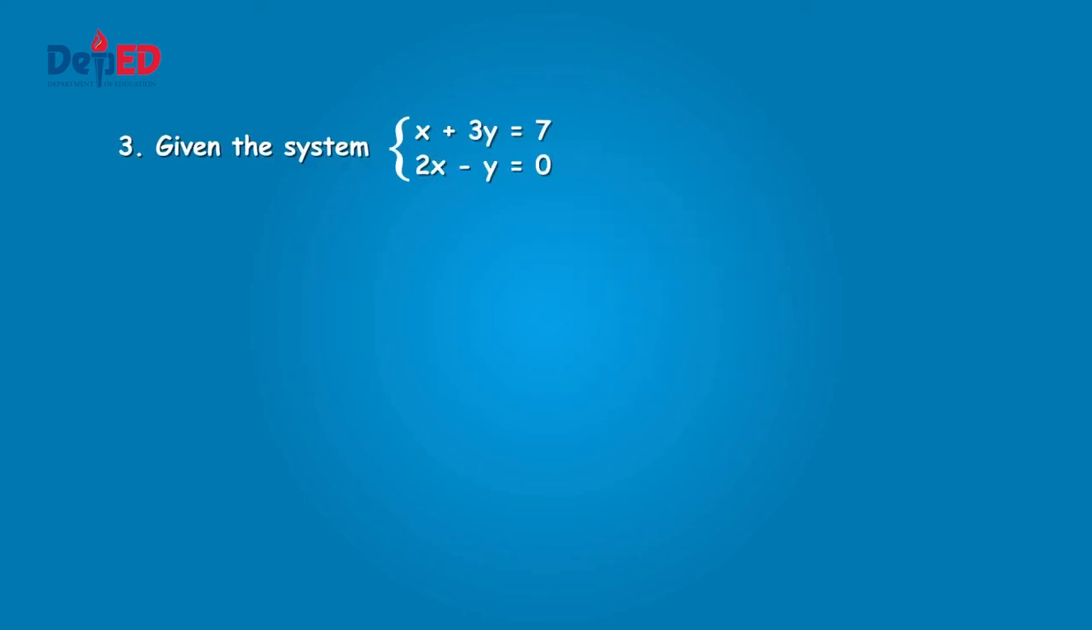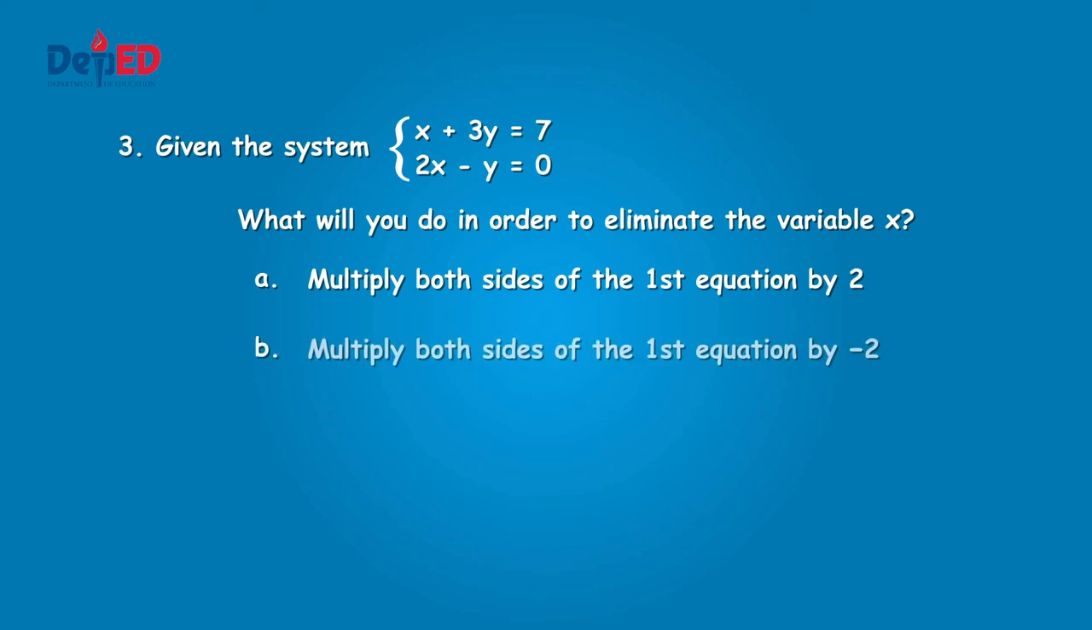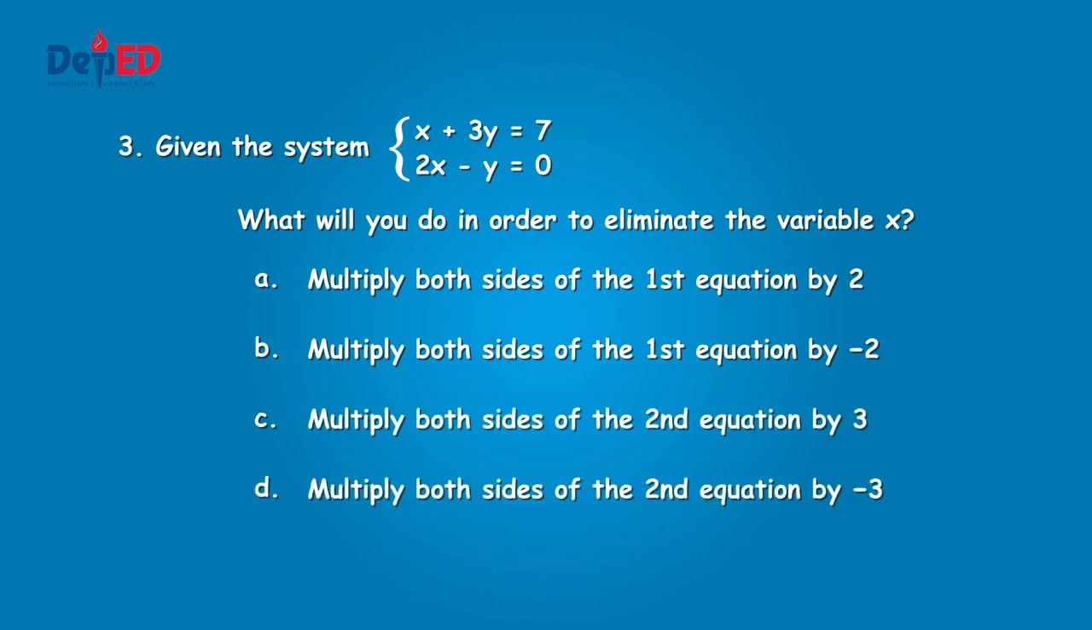Number 3. Given the system x plus 3y equals 7 and 2x minus y equals 0, what will you do in order to eliminate the variable x? A. Multiply both sides of the first equation by positive 2. B. Multiply both sides of the first equation by negative 2. C. Multiply both sides of the second equation by positive 3. Or D. Multiply both sides of the second equation by negative 3.